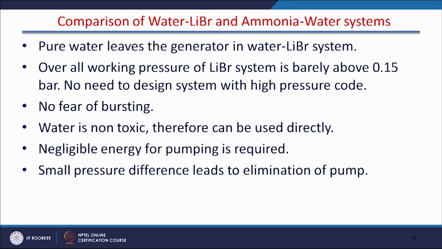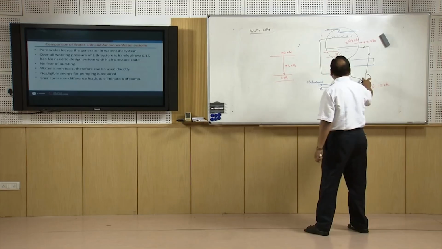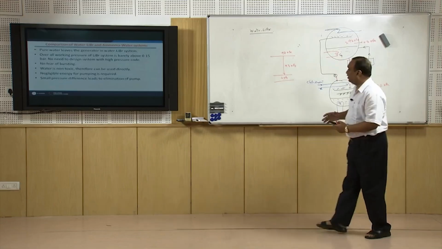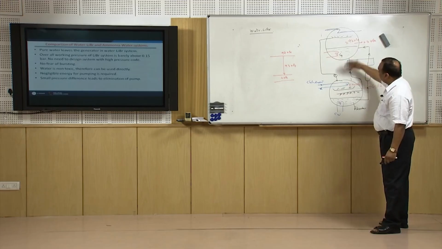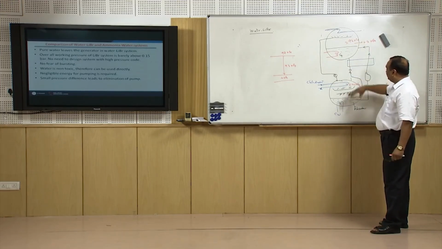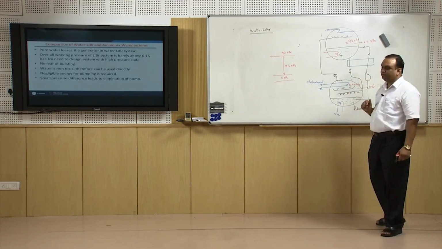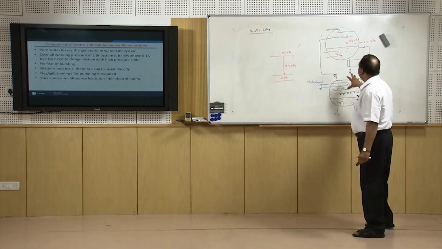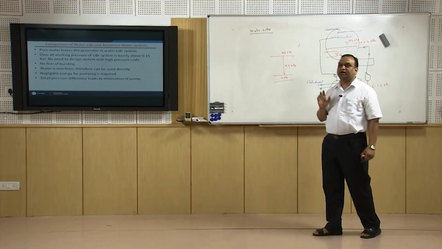So, overall working pressure in the lithium bromide system is barely above 0.15. There is no fear of bursting because the pressure is very low. Water is non-toxic, therefore can be used directly. Negligible energy for pumping is required. A small pressure difference leads to elimination of the pump. If the small pressure difference is there, we can swap these cylinders, and then in that case the pump can be eliminated. So, this is how this cycle has advantages over the water ammonia cycle.